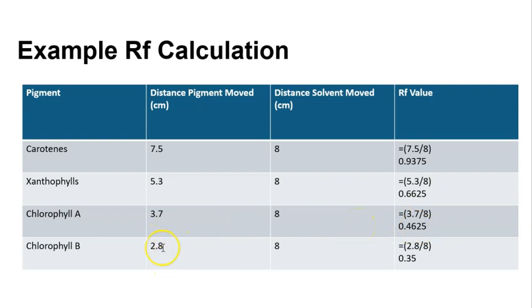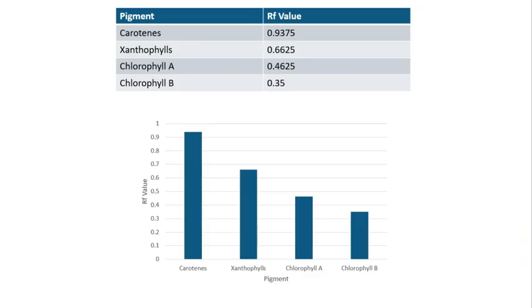And then finally, chlorophyll B, which did not move very far up the chromatography paper, moved 2.8 centimeters, while the solvent moved 8, so we take that 2.8 divided by 8, which gives us an RF value of 0.35. So using those example RF values, we can put those RF values in a table. So from the actual data that I will give you here in a moment, you will use the data and plot it in Excel in a table that looks somewhat like this, and then you can use that data table to then create a bar graph of the RF values.